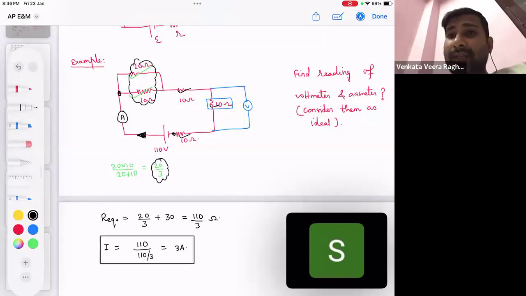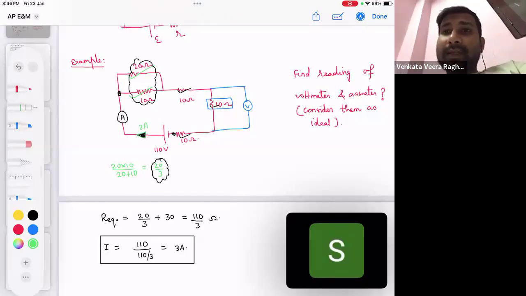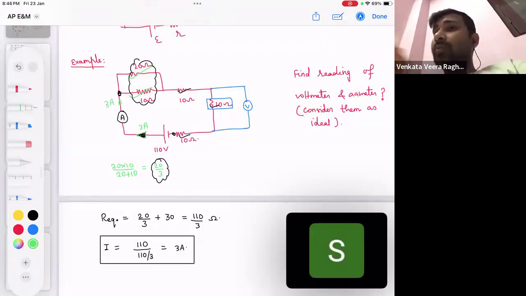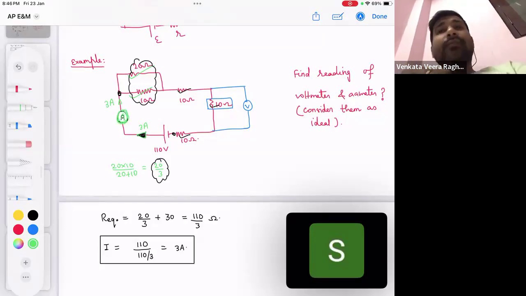That means, can I say in this branch the current of 3 ampere will flow? Is the 3 ampere current going to pass through the ammeter? So what will be my reading of the ammeter now? Can I say the reading of this ammeter is going to be 3 ampere? What is the reading of this ammeter? It's going to be 3 ampere.